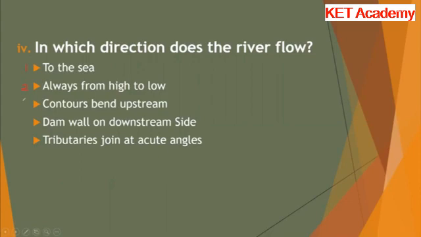We can notice a river's flow by looking at the contour lines. Your contours are generally always going to bend upstream. So here, if our contours are looking like this on our map, and we have a river running through the center, we know that the river is running this direction because your contour lines bend upstream. They're pointing towards the top.